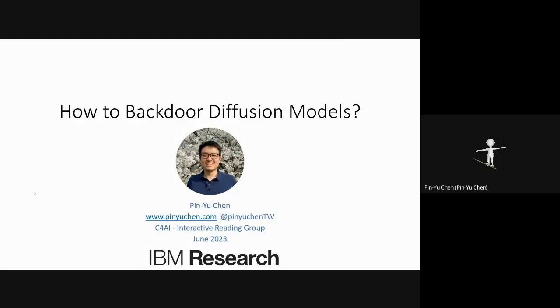Today I'm going to present our recent work, how to backdoor diffusion models, which will also be presented at CVPR this month.